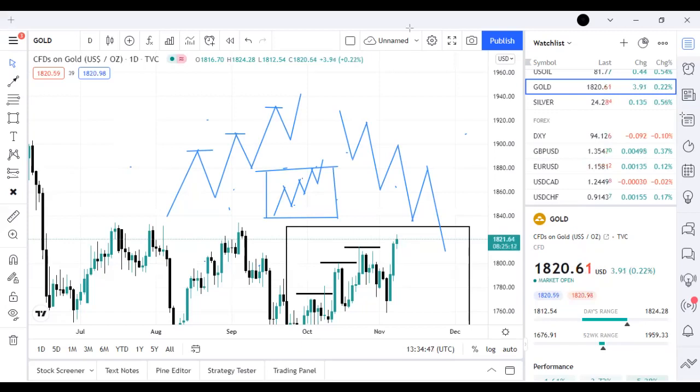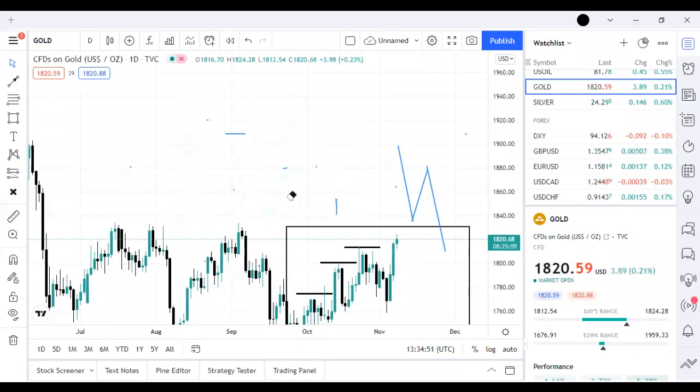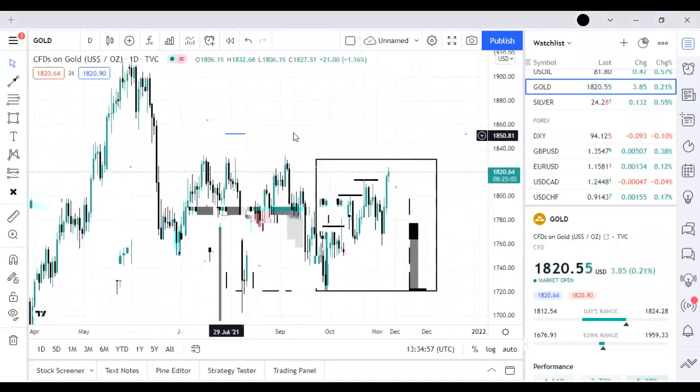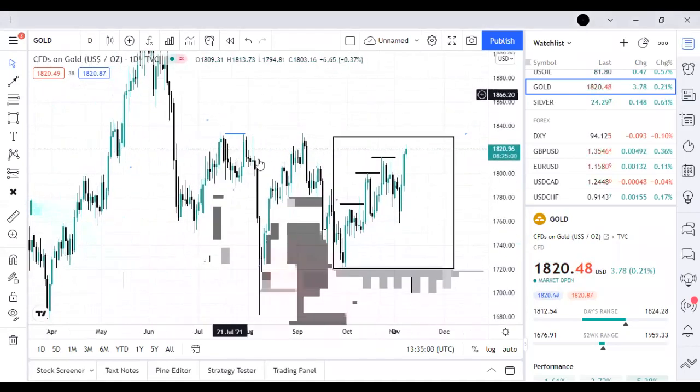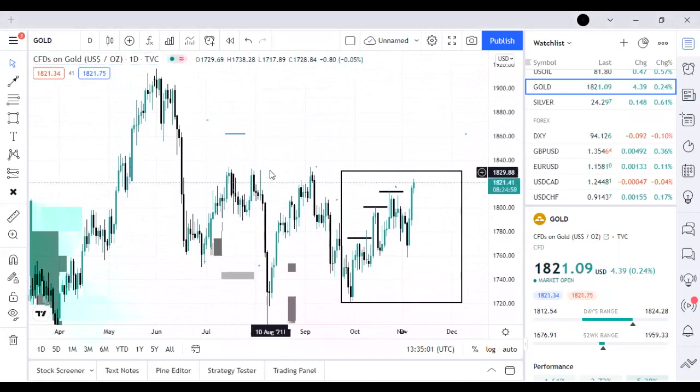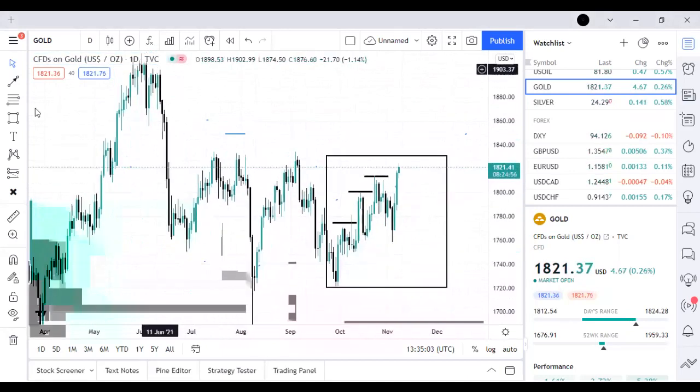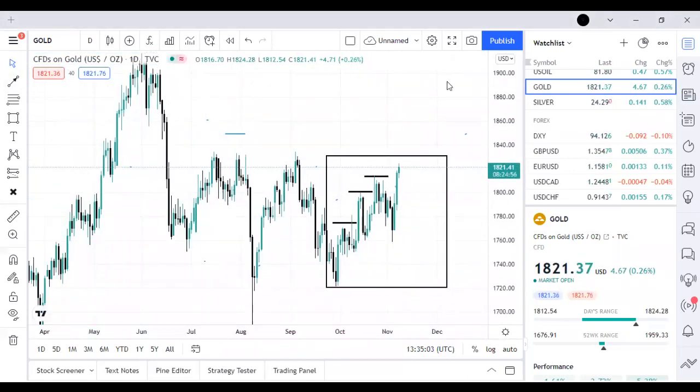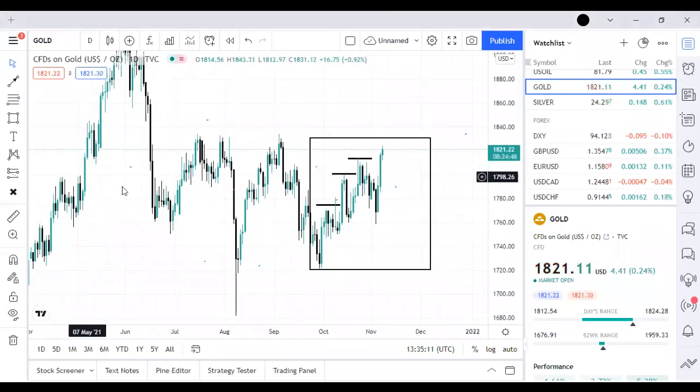Now let's go back to the chart. Let me clean all this and use the chart as an example, right? If you look very closely, this is the gold chart. Where do you think the big move started from?